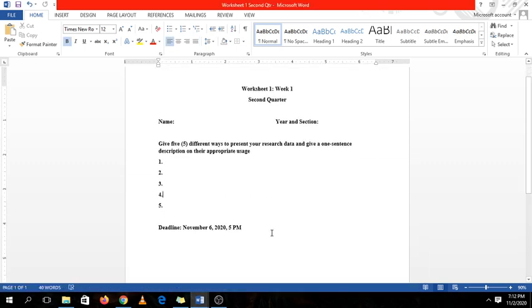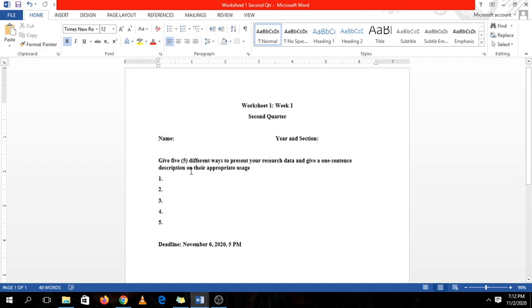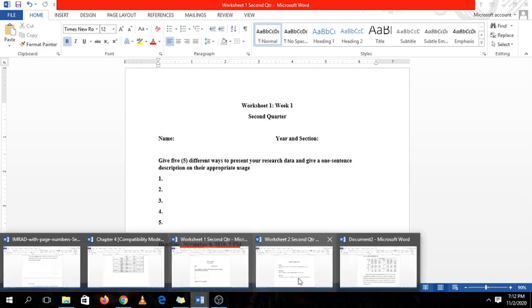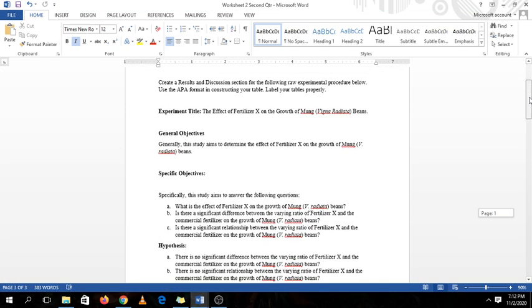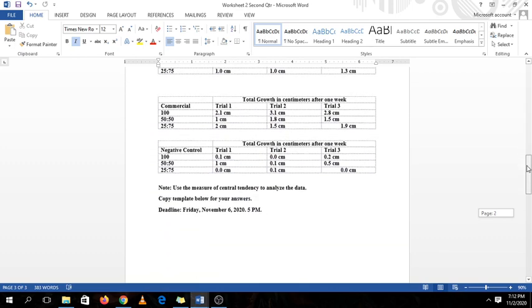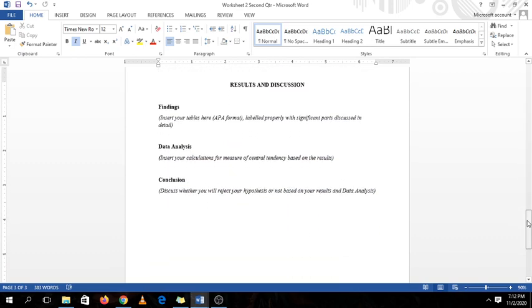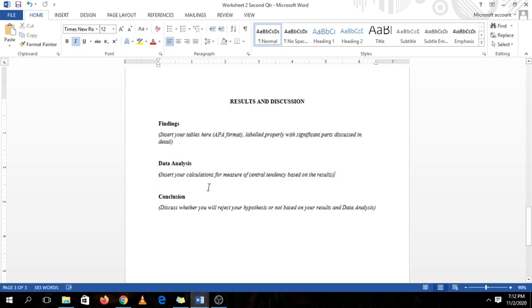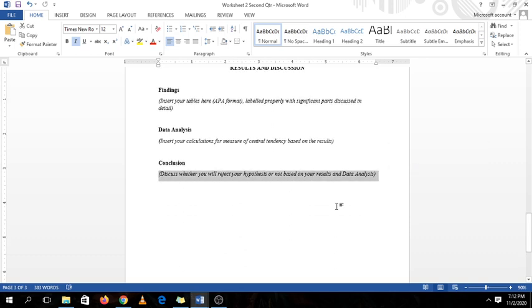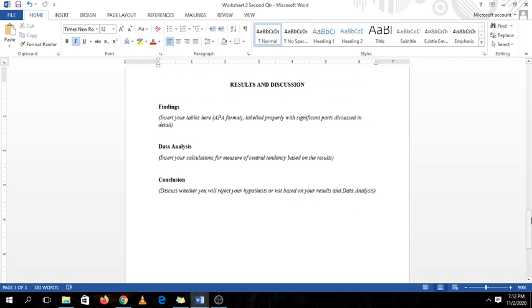Duwa ka worksheet. Again, worksheet 1 is this one. You give the 5 different ways to present your data. And of course, worksheet 2 is this one. So you are given the objectives and the title, hypothesis, the raw data. It is your job to arrange that data. So, ang isang worksheet ang results and discussion. So, you write your findings, your table, your data analysis, anong results sa inyo nga mean, pag-calculate isang mean, you made another table, label, discuss, and of course, your conclusion, whether you accept or reject your hypothesis based on the results of your data analysis.